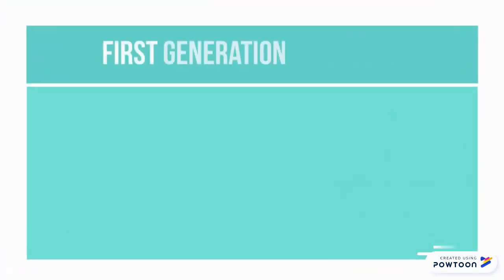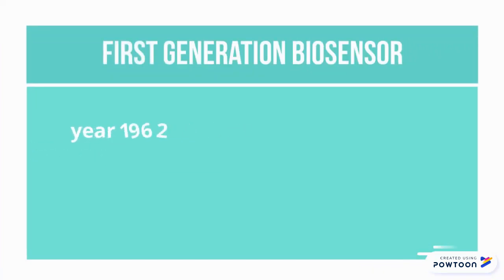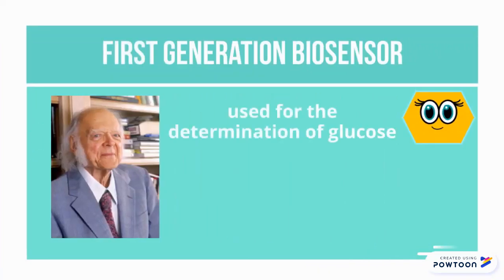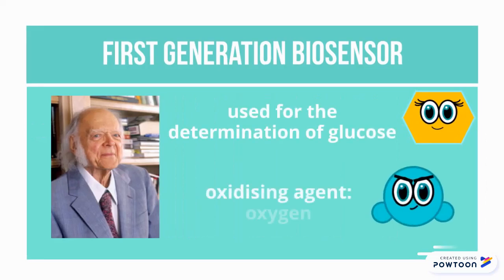The first generation biosensors are the oxygen-based electrodes. It was first described by Clark and Lyons in the year 1962. It's used for the determination of glucose and uses oxygen as the oxidizing agent.